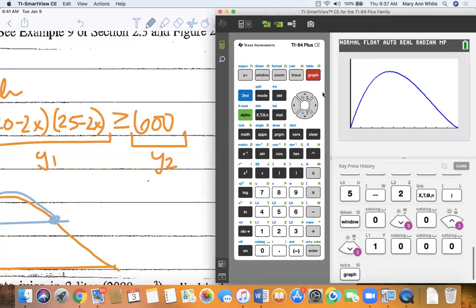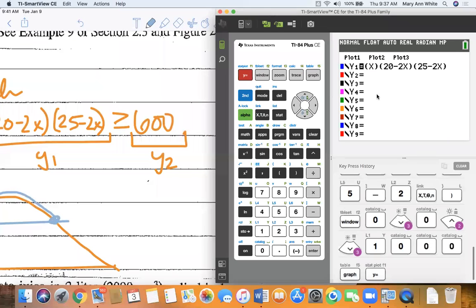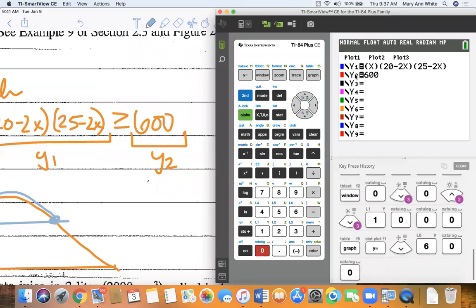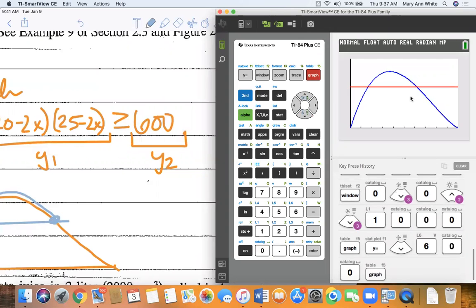So now I graph it. Oh, very nice. Oh, I forgot my 600. Okay, don't forget your 600 like I did. 600 goes in your y2. I told you guys to do that and I didn't do it. There we go.